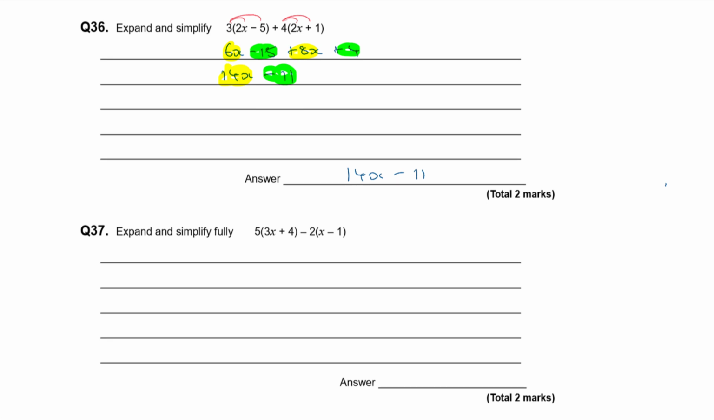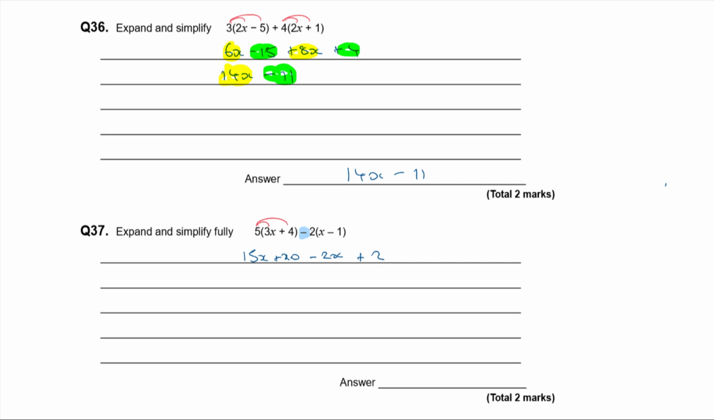Now this next one is a little bit more tricky because you've got this minus sign in the middle here, so you need to take care with this one. So multiplying out the bracket first from the first one, same as before, 5 lots of 3x and 5 lots of 4. That's going to give me 15x plus 20. But this second one I'm going to be multiplying by minus 2, so just take care with that. Negative 2 times x, that's minus 2x. Negative 2 times negative 1, that is plus 2.